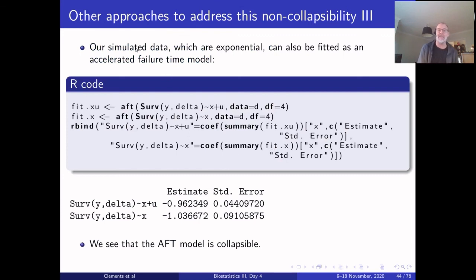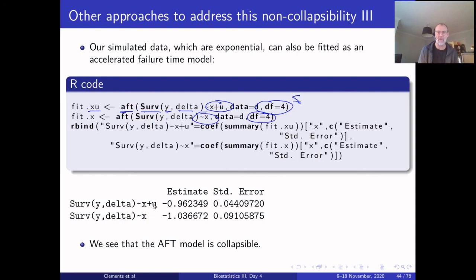Our simulated data, which are exponential, can also be fitted as an accelerated failure time model. So using the rstpm2 package, we can do a fit.xu using the aft function, using Surv time for time y and event delta, adjusting for both x and u, with 4 degrees of freedom for the S0 function. And then we can also do the same fit with just x in it, with the same degrees of freedom, and then we can combine these data.